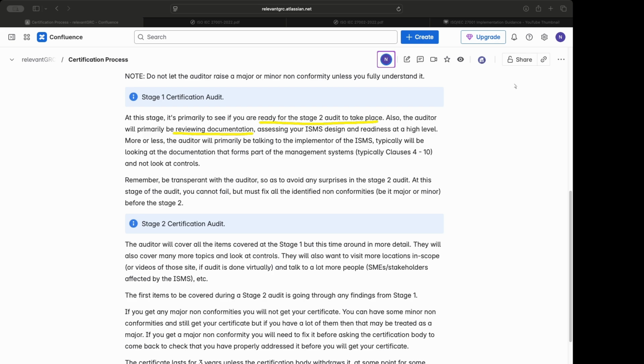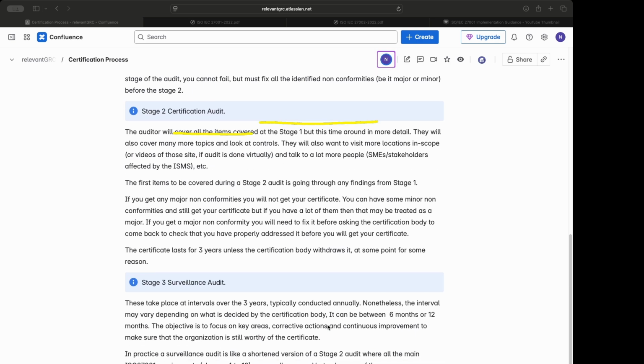Let's look at stage 2 audit. Under stage 2 audit, what are we really looking at? At stage 2 audit, we are looking at all the things that were done in stage 1, but here we are also looking into more detail. We will typically cover more topics, also look at controls, and also look at the in-scope locations and in-scope people. We typically look at everything.